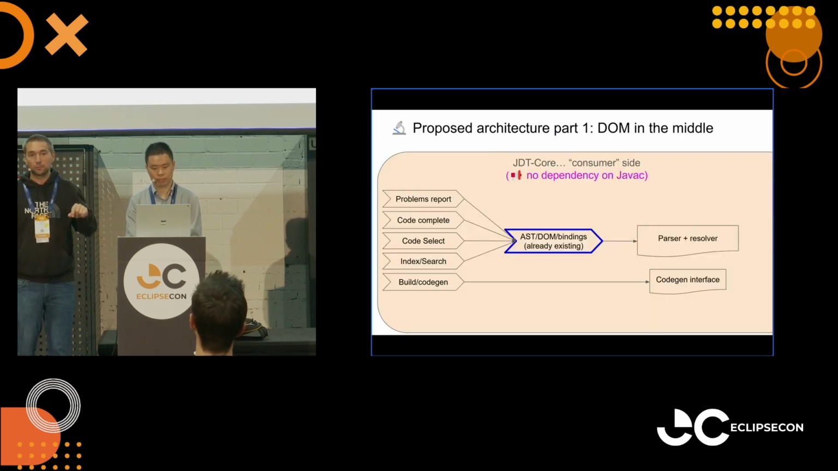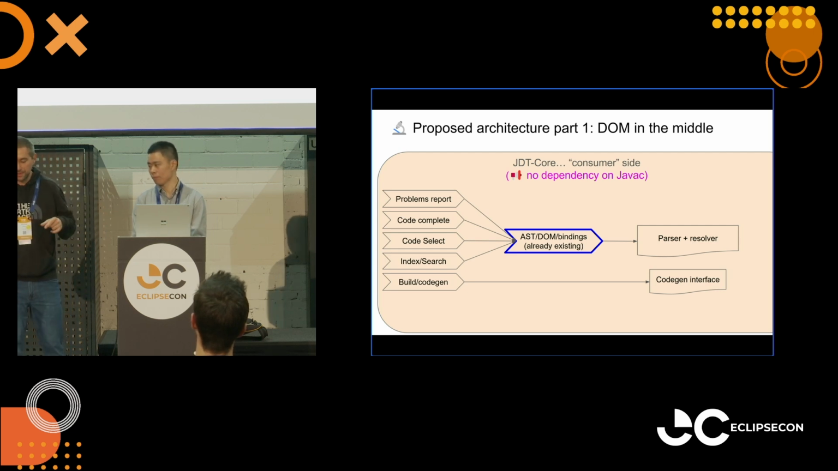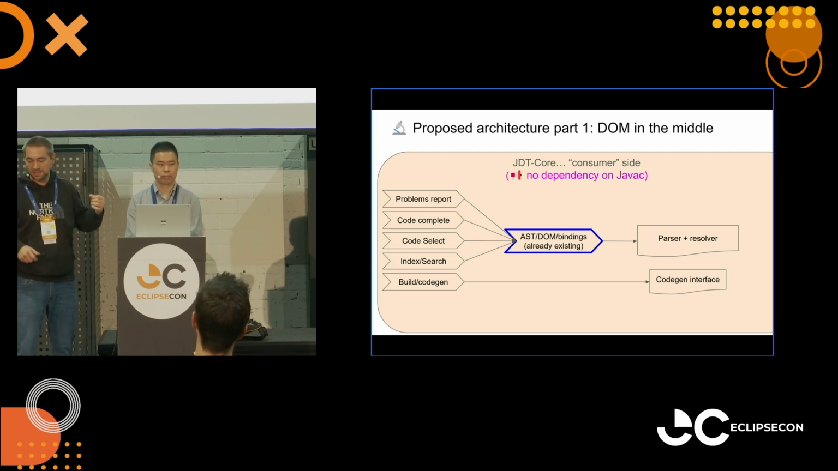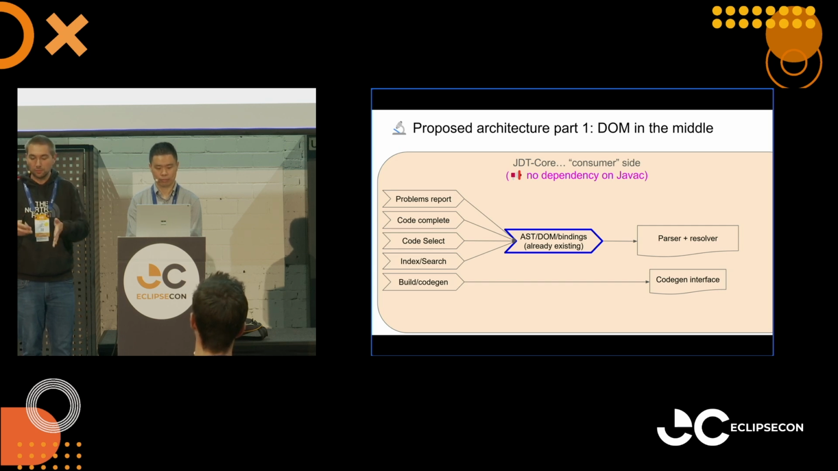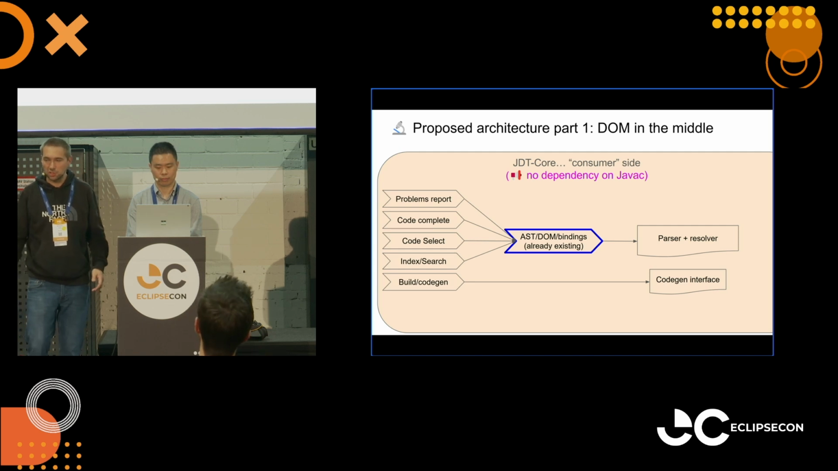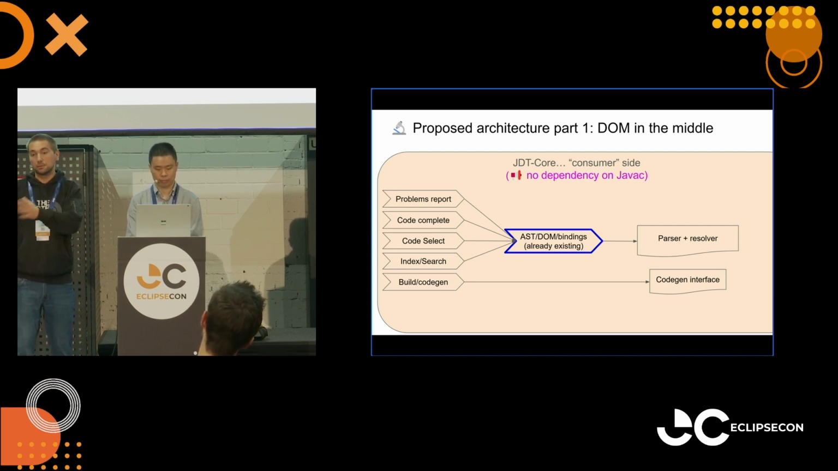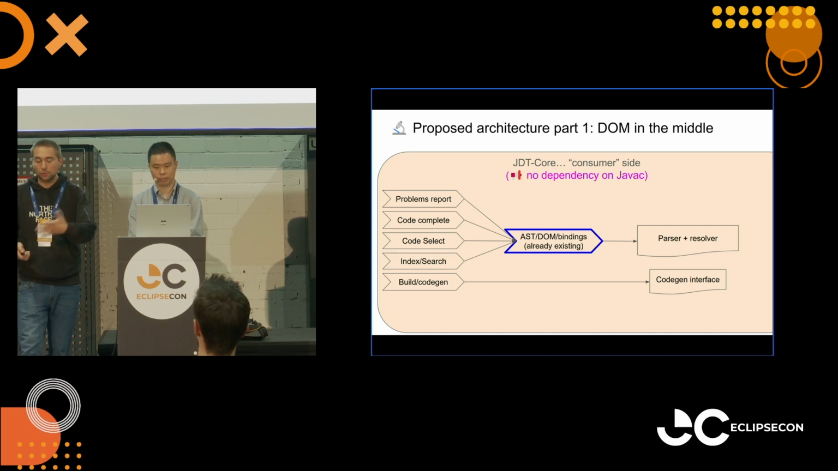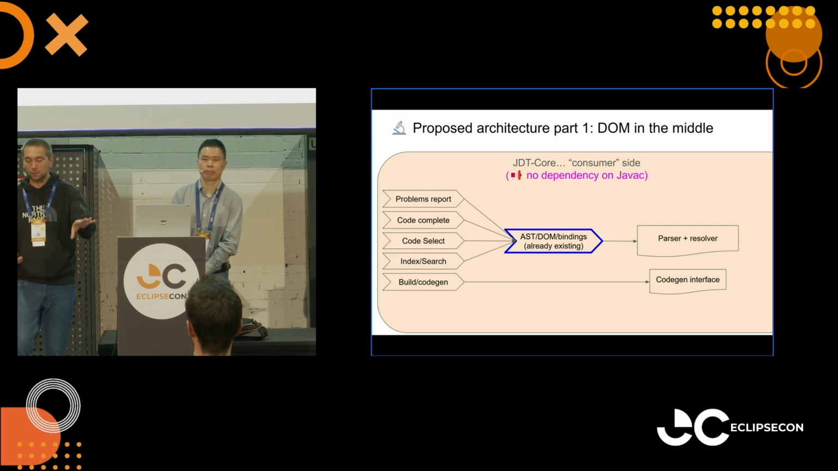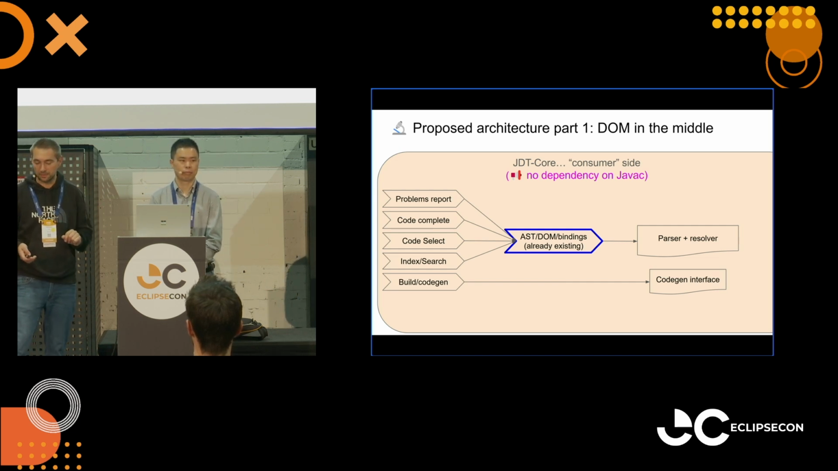So the first part of the proposal is, if we look at the IDE features on the left, instead of directly hitting the ECJ parser API or the ECJ resolver API, those features will use the intermediary JDT model, which already exists, for AST, DOM and bindings. This is the org.eclipse.jdt.core.dom package. So instead of directly using the org.eclipse.jdt.internal.compiler.batch package, it will use the org.eclipse.jdt.core.dom package. So we need to build these DOM objects and use them. And code generation will still use the compiler interface as it does now. So that will allow us to decouple the IDE features from the ECJ parser.